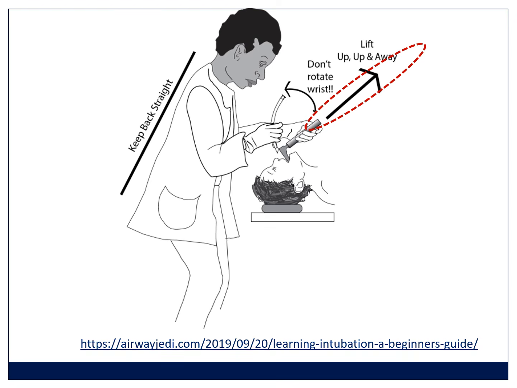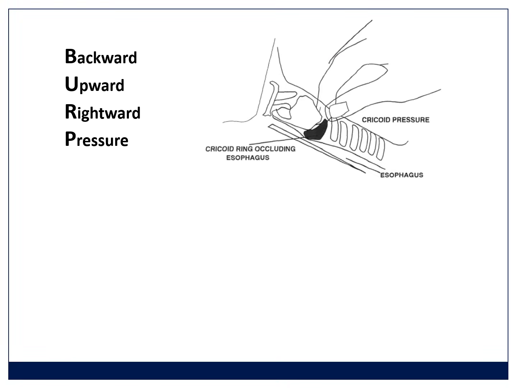It's up, up and away. You're not rotating the wrist, which is a thing we often do, especially when we're struggling a little bit. And the other maneuver that's really helpful is the BURP maneuver, which essentially means that you press the larynx backward, upward, and to the right with pressure. So you can almost imagine you're pushing it back into the throat, but also sort of to the right, almost up at the right ear, so that the larynx and the vocal cords move into view when you're doing laryngoscopy.